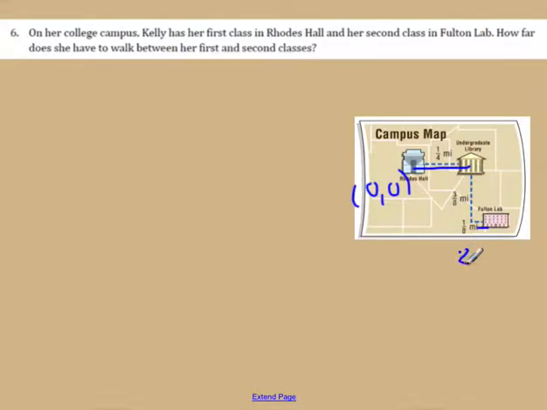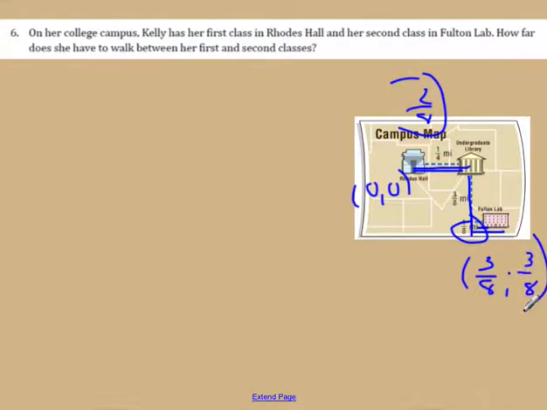Here's a hint for you. 1/4 is the same as 2/8. So 2/8 plus 1/8 is 3/8. So we end up going over a total of 3/8. Remember, how many you go over, that's what goes in the x-coordinate. And then, how many are we going down? We're going a negative 3/8 mile. So now we need to calculate the distance between those 2 points.